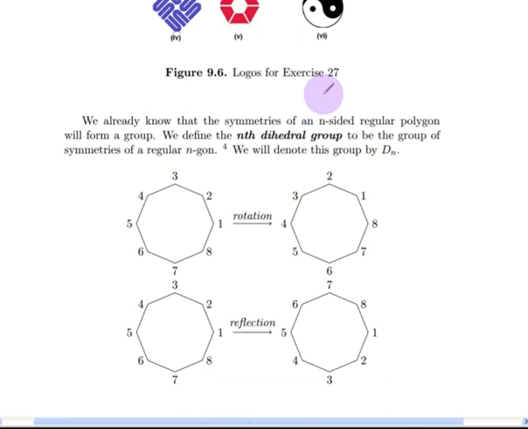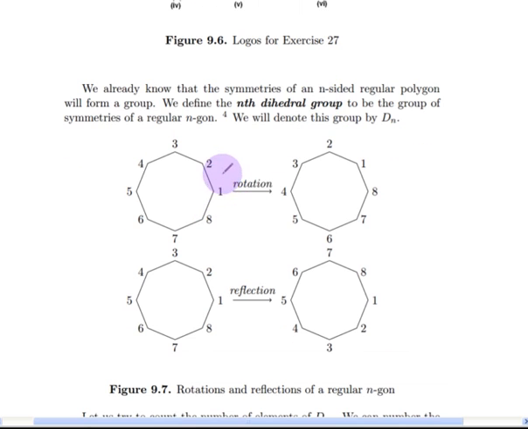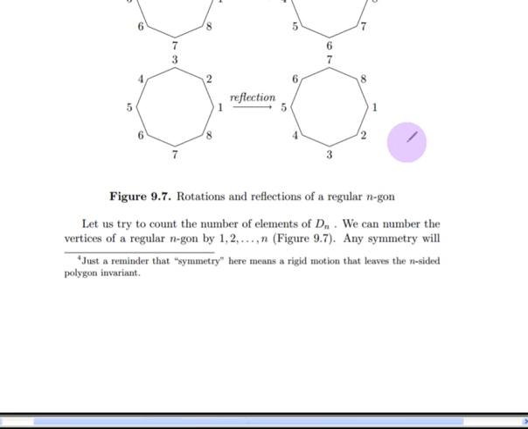All right, so here we did an 8-sided one. Now, we already know that the symmetries will form a group. So the nth dihedral group is the group of symmetries of a regular n-gon. We denote this by D_n. Okay, so let's try to count the number of elements in D_n.